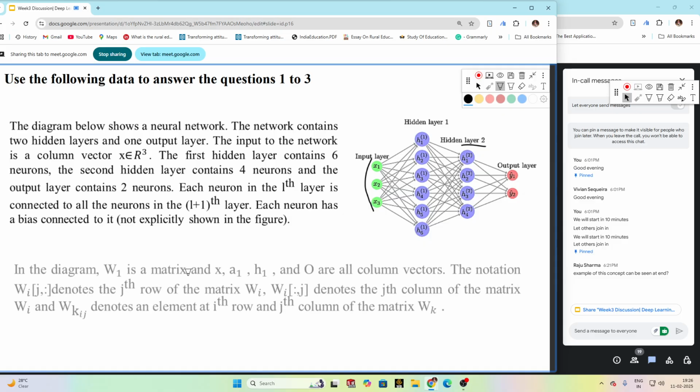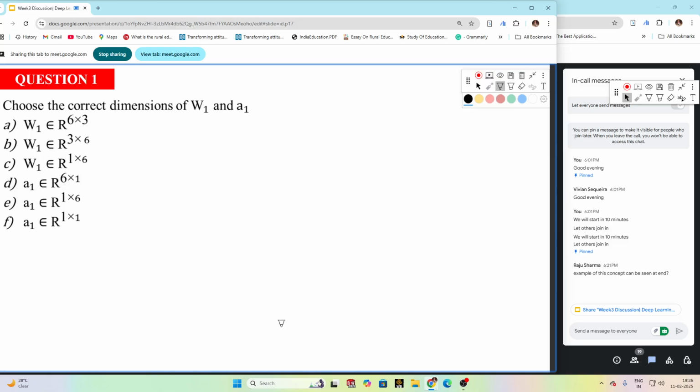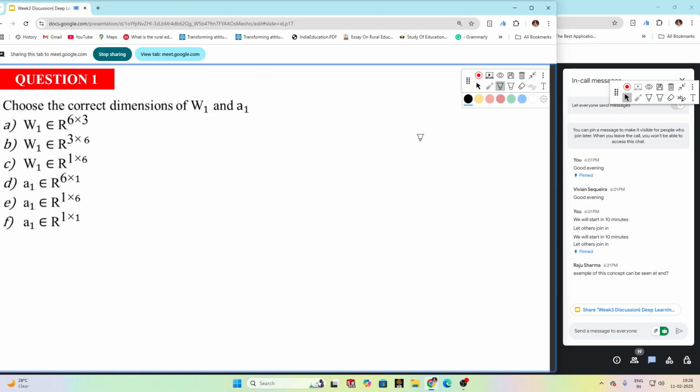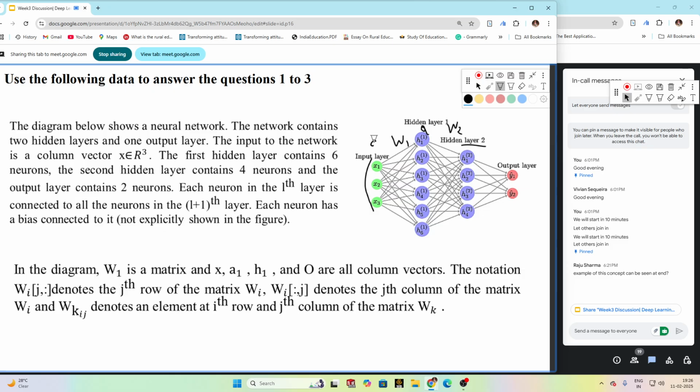So what is the question in the diagram? Choose the correct dimension of W1 and A1. Can anyone tell what the correct dimension of W1 and A1 is? What is W1 and what is A1? This is W1, this is W2, and this is A1.